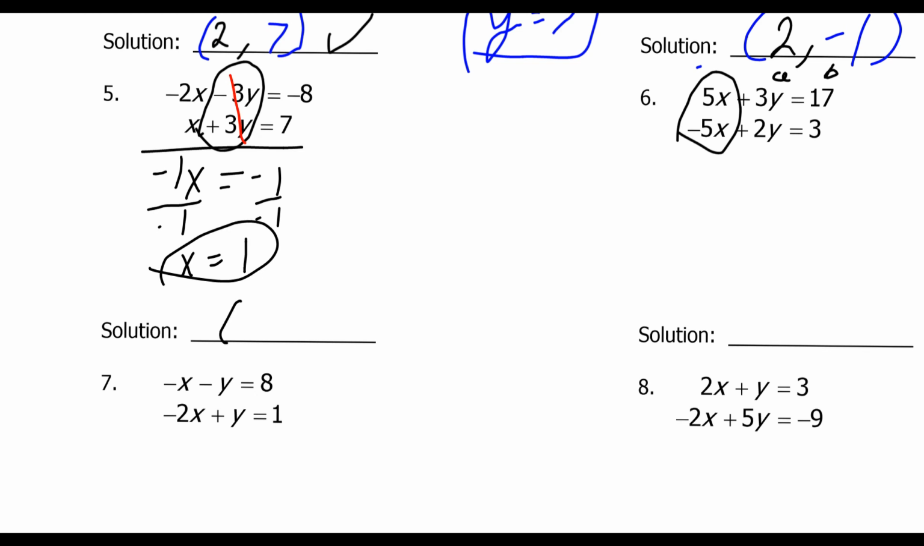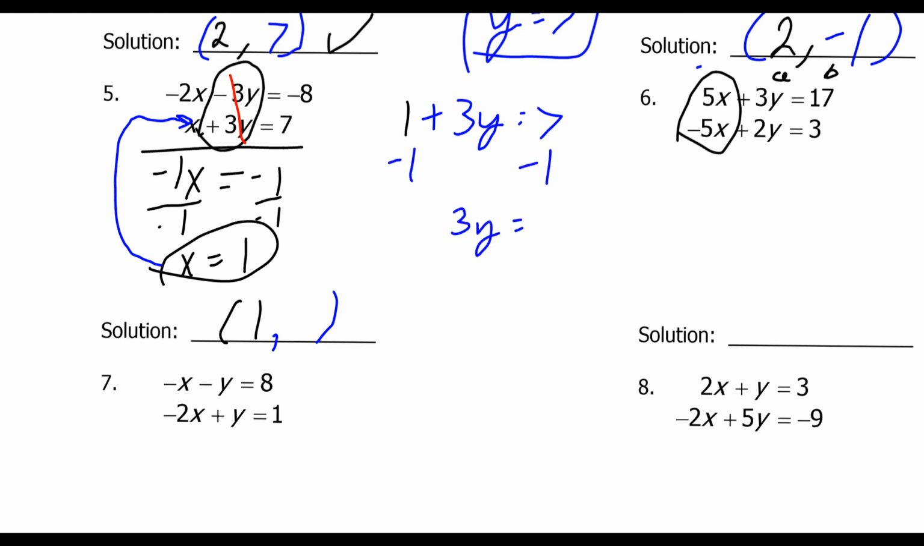Alright, so there's that. We've still got a little ways to go on this. Okay, so we're going to take this and plug it back into the top. And the thing is, you can choose either equation to plug into. Okay, I like positive numbers. I'm going to use that one. So I'm going to go ahead and plug in a 1, okay, plus 3y equals 7. I subtract 1 from both sides, and I got 3y equals 6. I divide each side by 3, and y equals 2.